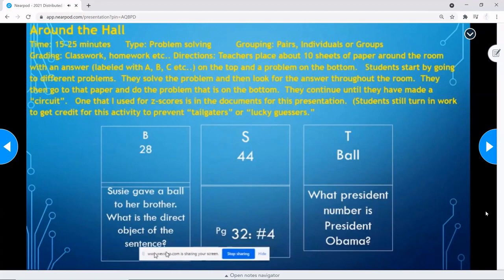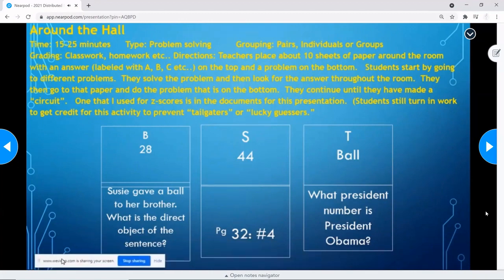Basically, I usually put about 10 problems around the hall where the top represents an answer, the bottom represents a problem, and then I just put letters here just to help me as a teacher keep track of what the students are doing. And so the students in groups of 2 and 3 just start at a problem. So let's just say these 2 students start at this problem. They do the problem and they say, okay, they're looking for the word ball. So they go around the room, they look for the sheet of paper that has the word ball. And so then they will walk around the room to the sheet of paper that has this.